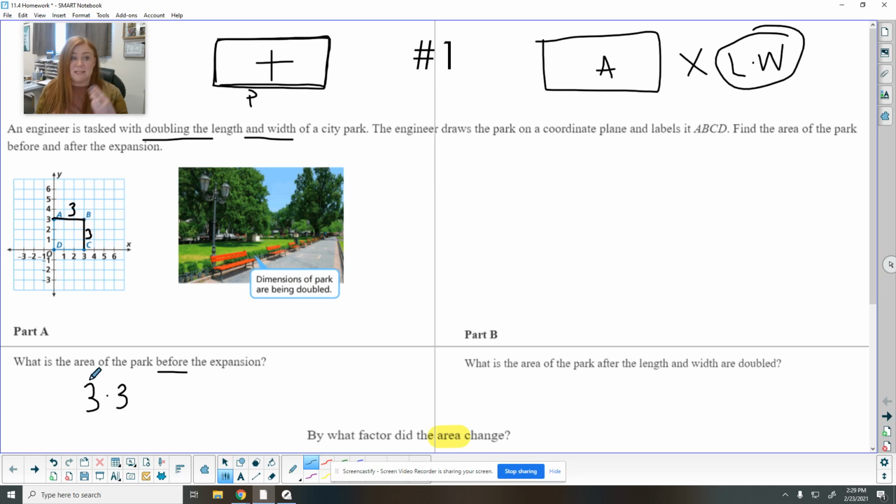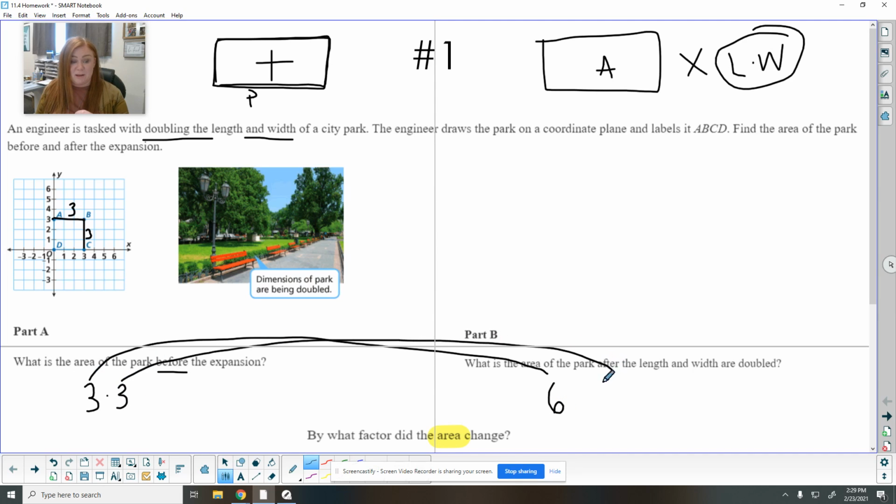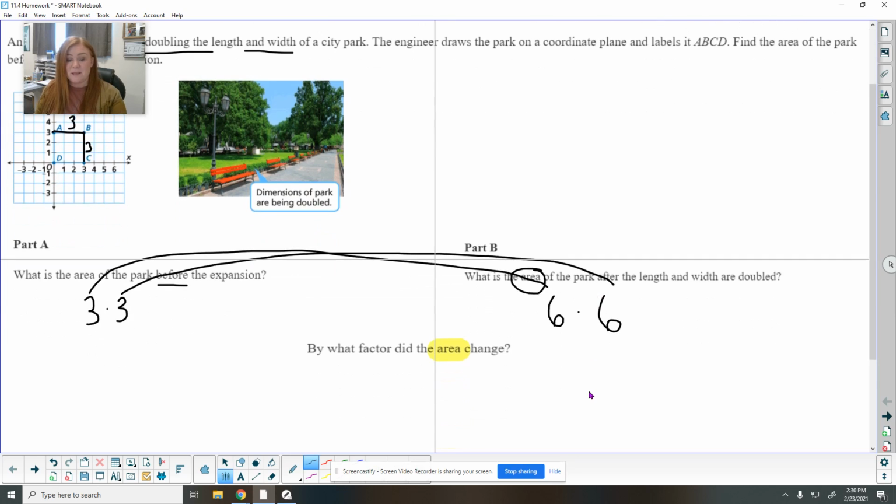Now we want to double the length. Double means times 2. So double the length: 3 times 2 is 6. And we want to double the width: 3 times 2 is 6. This is going to tell us the area of the park after. Now it asks us, by what factor did the area change?